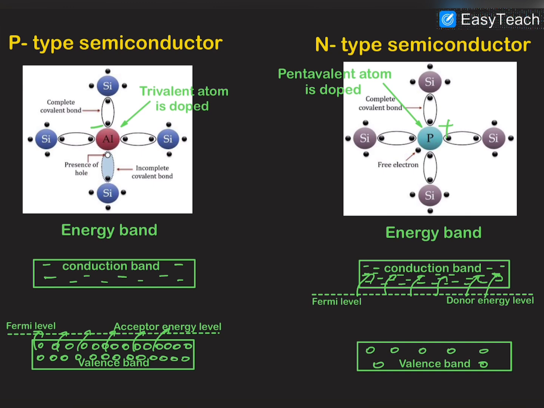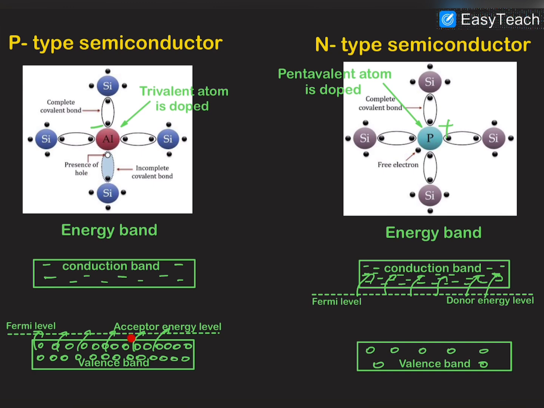Now when this crystal was intrinsic, which means that when there was no doping done in the crystal, then there were some electrons in the conduction band and an equal number of holes in the valence band, because of thermal agitation. Thermal agitation is a process in which an electron gets a sufficient amount of energy and jumps to the conduction band, or in simpler words, electrons break their covalent bonds and become free.